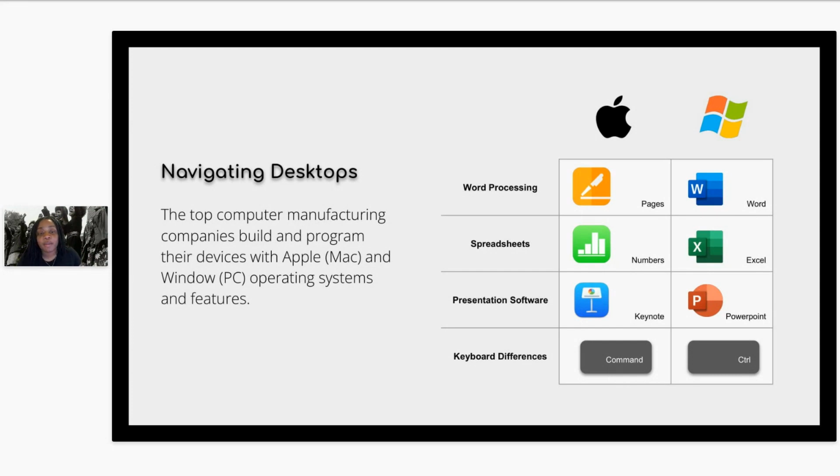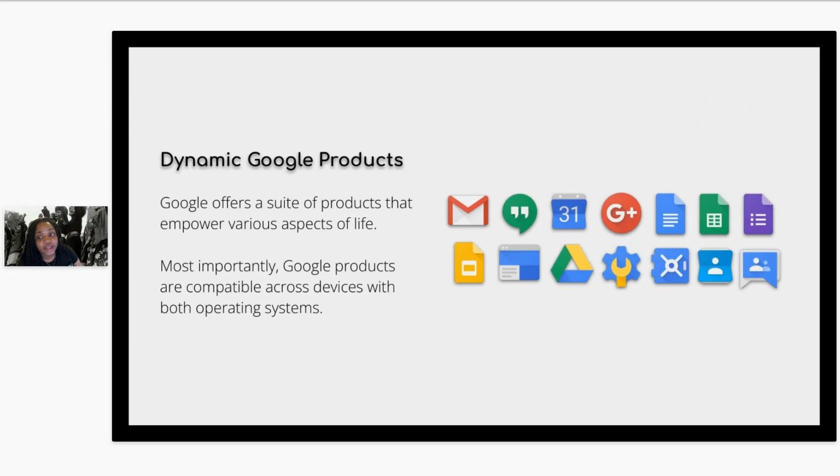But one thing both of these devices have in common is that they both use Google products. Google is very dynamic for the fact that it offers a huge suite of products that empower pretty much the majority of aspects of our lives. And what's great is that Google is compatible across a Mac operating system and a Windows operating system.